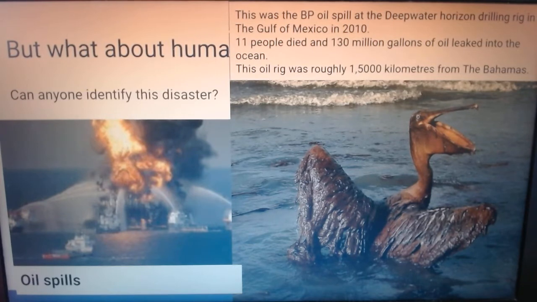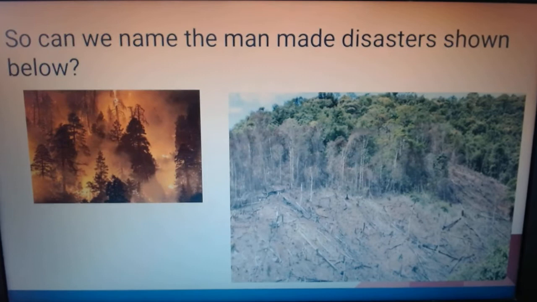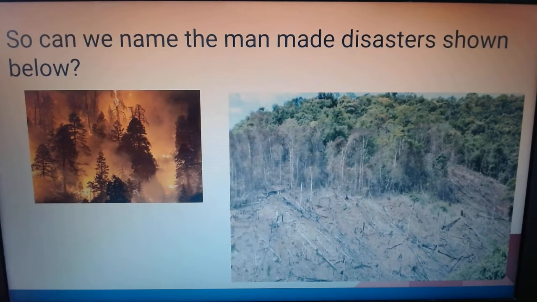We're not going to write out a big, huge cause for each of these because it's too complex. Can you name the man-made disasters shown below? So what about these? We've had this one already. And what about this here?